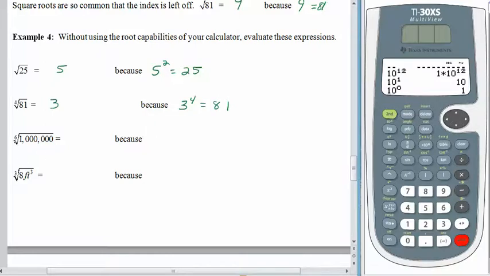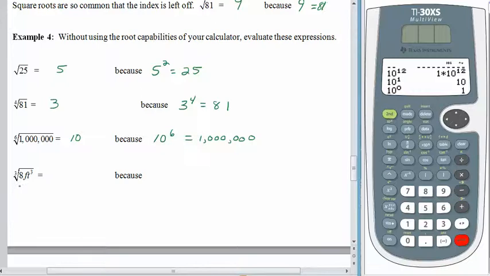All right, what about the 6th root of a million? Well, we've seen a million before. 1 million is 10 to the 6th power. So a 6th root will undo the 6th power, and we will get back to 10. Right? 10 to the 6th power is a million.